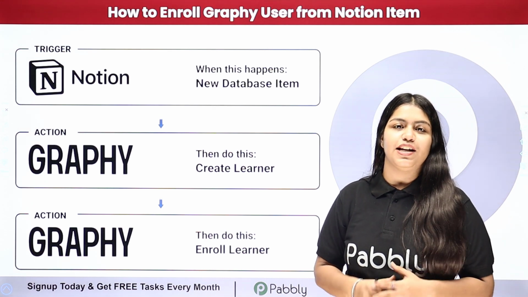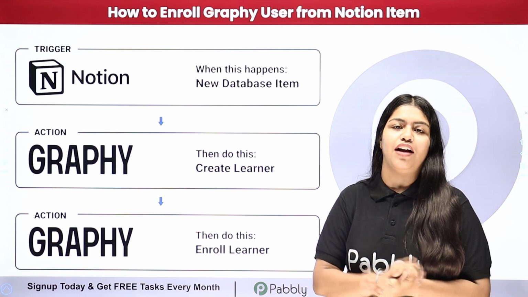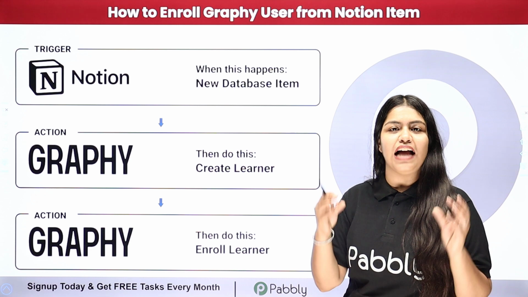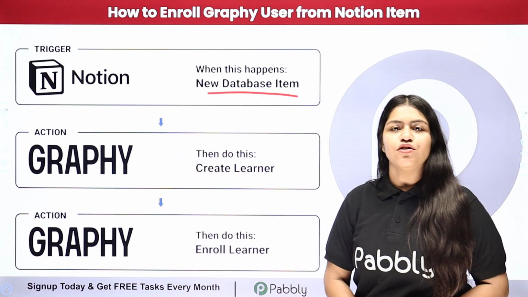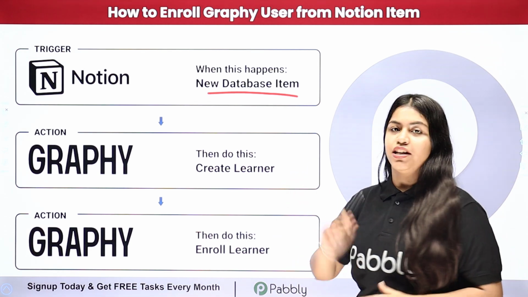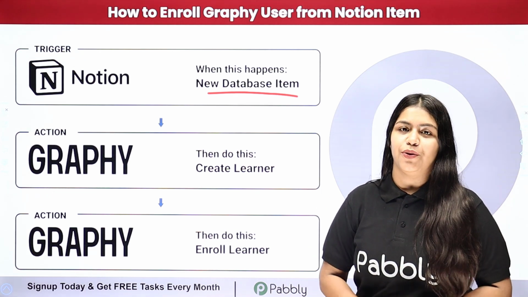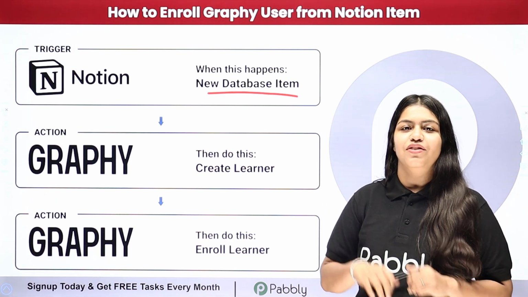So over here I'm running an Edutech company and we add the details of the course registrants into our Notion database. So now what I want is that as soon as we add the details of the course registrants into our Notion database, automatically that same details should create a new learner in my Graphy account, and also with the help of these same details, that learner should be enrolled into my course in my Graphy account. That too without any manual efforts.